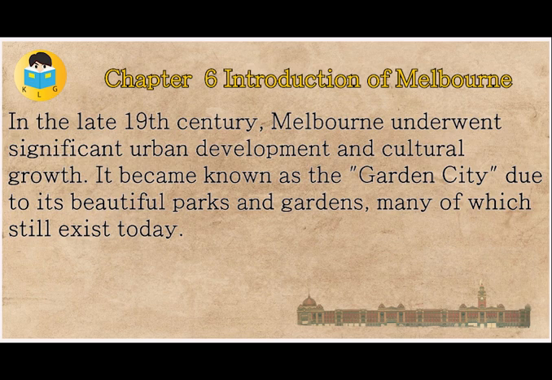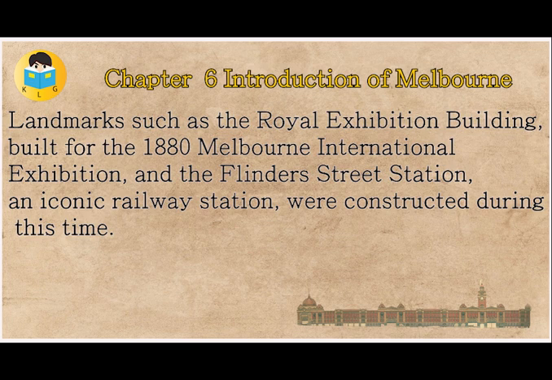In the late 19th century, Melbourne underwent significant urban development and cultural growth. It became known as the Garden City due to its beautiful parks and gardens, many of which still exist today. Landmarks such as the Royal Exhibition Building, built for the 1880 Melbourne International Exhibition, and the Flinders Street Station, an iconic railway station, were constructed during this time.